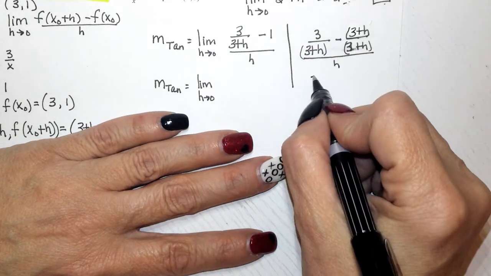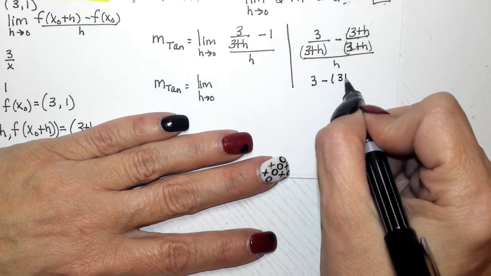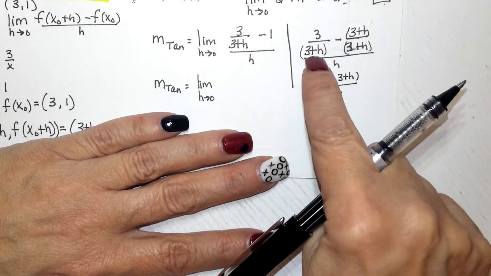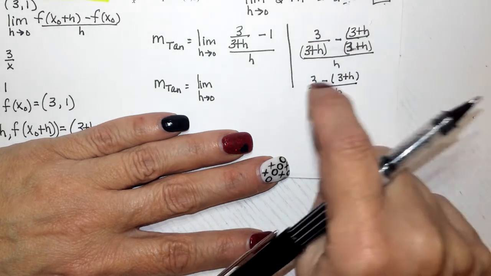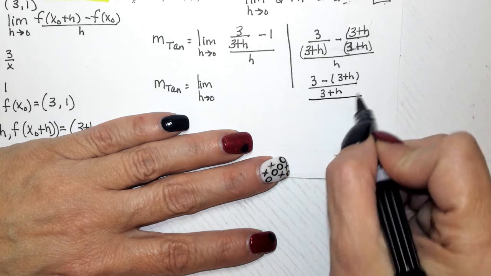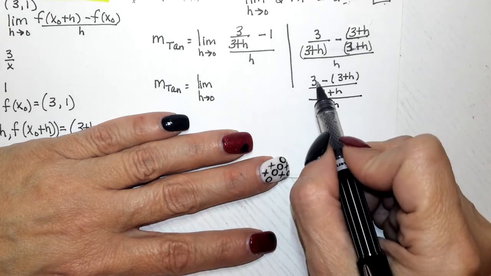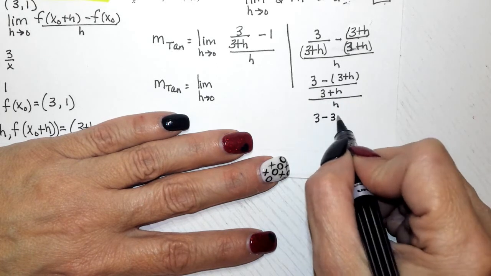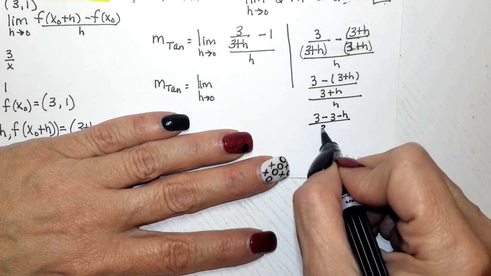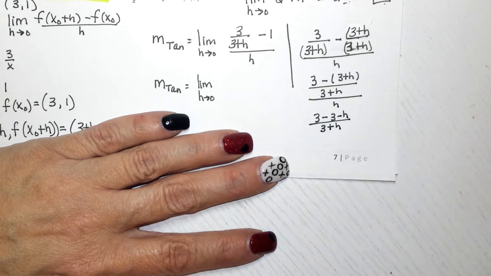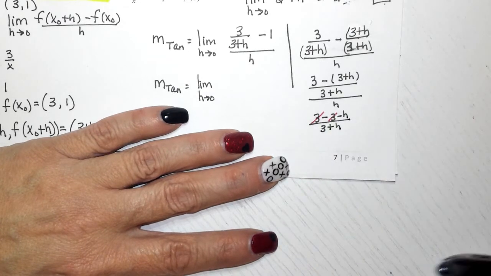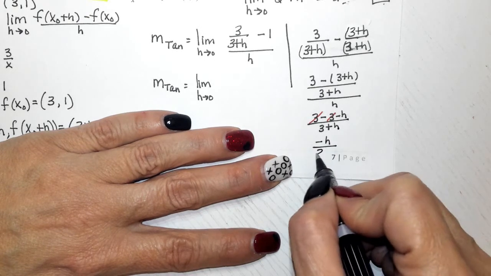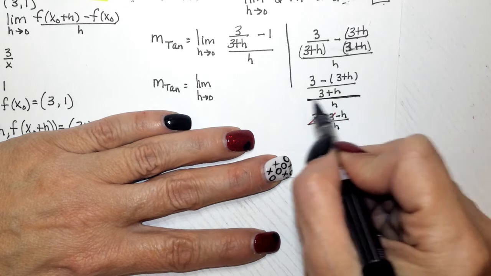So on the top, it becomes 3 minus parentheses 3 plus h all over 3 plus h, because now these are common denominators, and so now I can put those together, all over h. So on the top, this becomes 3, and I'm going to distribute that negative. 3 minus 3 minus h over 3 plus h. 3 minus 3 cancels out, and I end up with negative h over 3 plus h. Now, this is all divided by h, right?